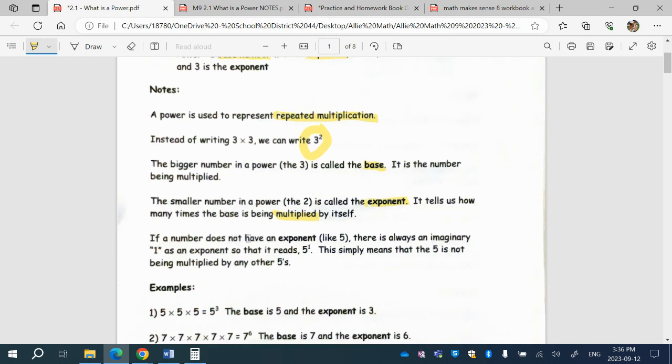So if a number does not have an exponent, like 5, for example, just 5, there's always an imaginary 1 as the exponent, so that it reads 5 to the power of 1. And this simply means that the 5 is not being multiplied by any other 5s.